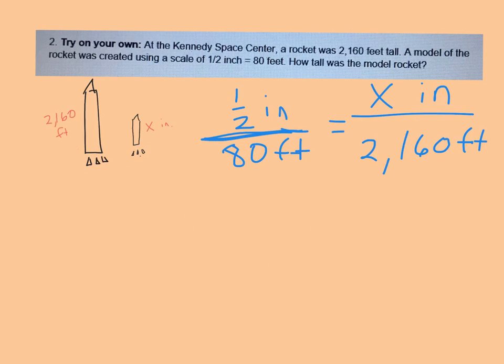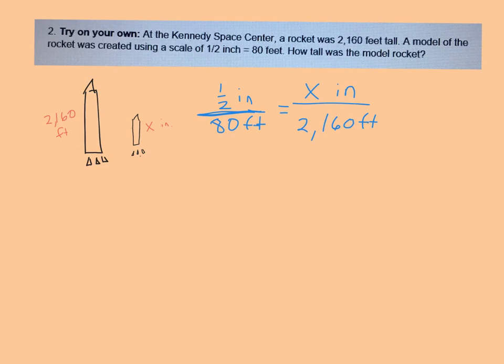All right, so I wrote my scale here, 1/2 inch over 80 feet. That's my scale that I'm going to use to figure out my answer. So then I'm going to put the information from the problem I know. Well, I know that the real rocket was 2,160 feet tall, so I put feet across from feet, but I don't know how many inches. So I'm going to solve by cross multiplication because I can't figure out the relationship here.